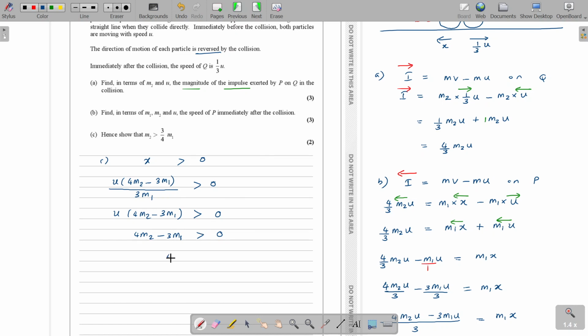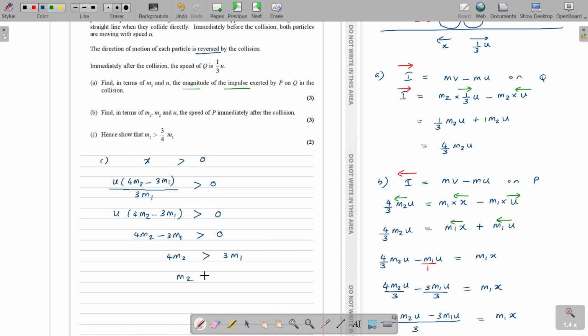Now we can go for our inequality. 4m2 greater than minus 3m1 comes here as plus 3m1. When you bring the negative 3m1 to the other side of the inequality as plus 3m1, is the inequality sign affected? No, the inequality sign is only affected if you take a number to the other side as a negative number in a multiplication or division. Here you are just taking a negative 3m1 to the other side as a positive 3m1. That doesn't affect the inequality sign.